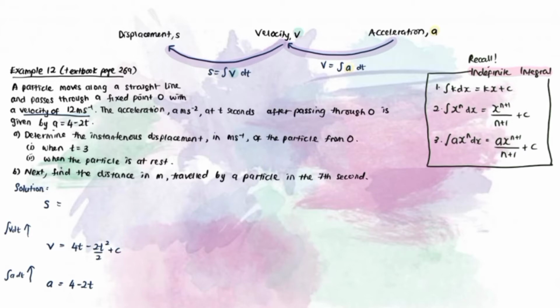How do we find the constant? From the information above, when t is equal to 0, the velocity is equal to 12. So substitute into the velocity function. You will get the value of c is equal to 12. Then write the velocity function as 4t minus t squared plus 12. Take note of the acceleration function and velocity function we get.